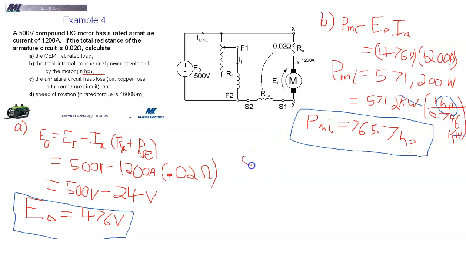Now, part C asks for the armature circuit heat loss. Remember, the heat loss will be the I squared R losses when it comes to the armature circuit. And so what I was trying to put here was armature loss, and so that armature loss will be a copper loss, and it's I squared R.